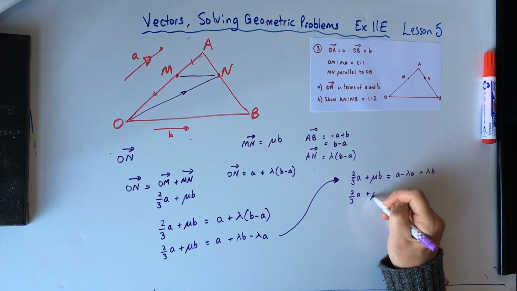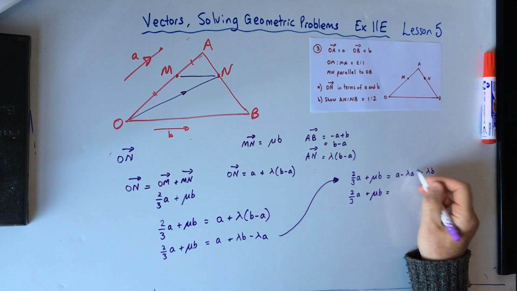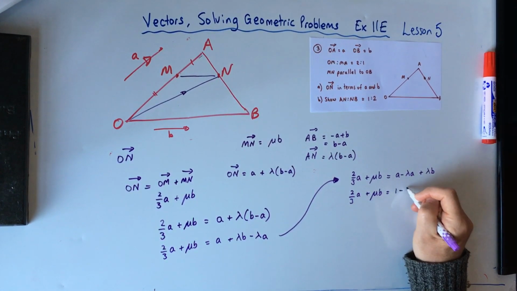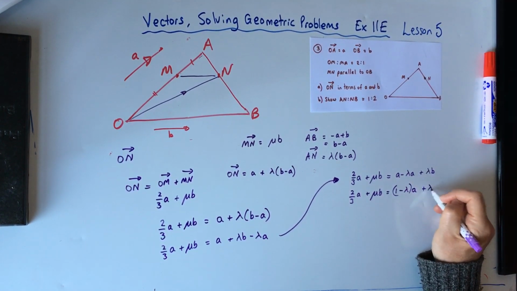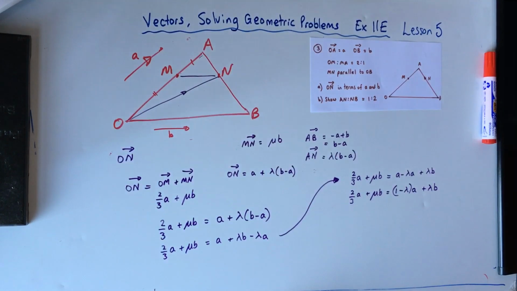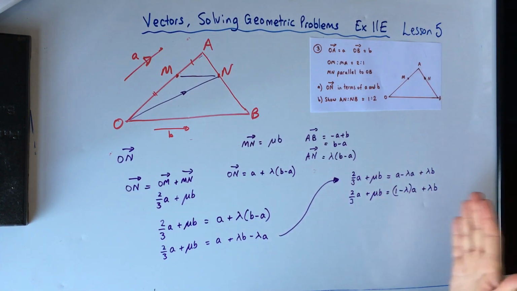I'm going to do another line in here. I'm going to factorise out this A. I'm going to go 1 minus lambda A, plus lambda B. I'll tell you what I'm doing in a second if you haven't already spotted. I've done this before, and what I'm trying to do here is get it so that both sides look in the same format, and I'm going to equate the coefficients.